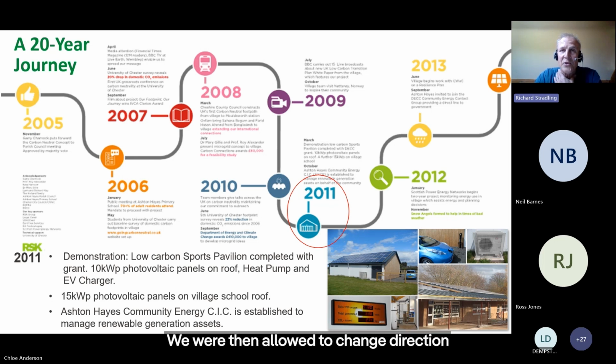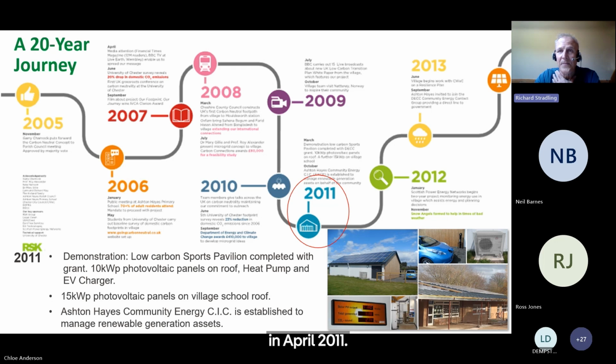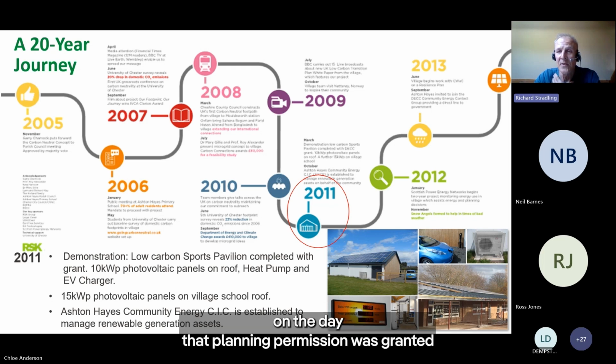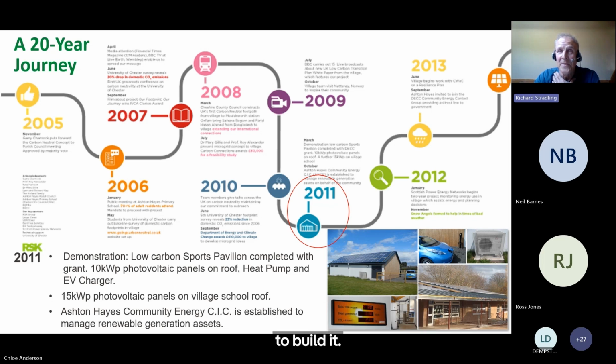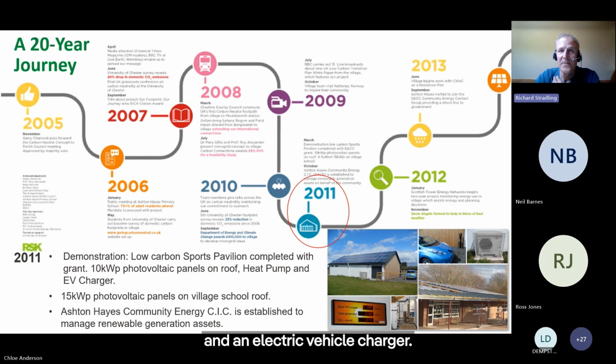We were then allowed to change direction and managed to build and fit out a new sports pavilion on some recently acquired land just before the deadline in April 2011. Although, as I understand it, the roof was actually on the building on the day that planning permission was granted to build it. So this consisted of 10 kilowatts of solar panels, a heat pump, and an electric vehicle charger.